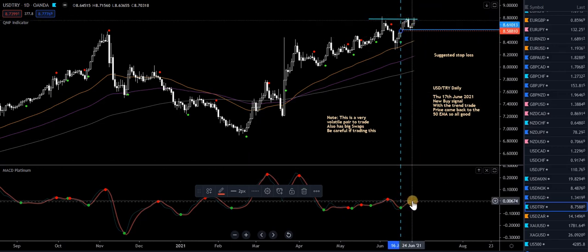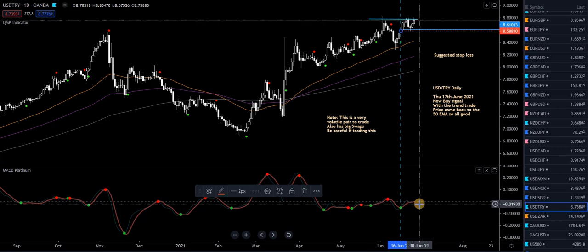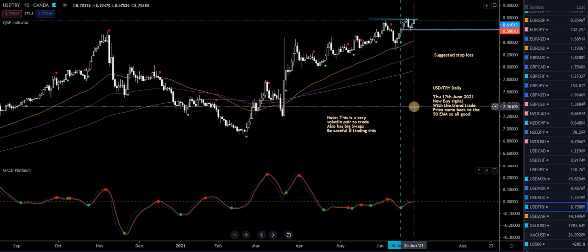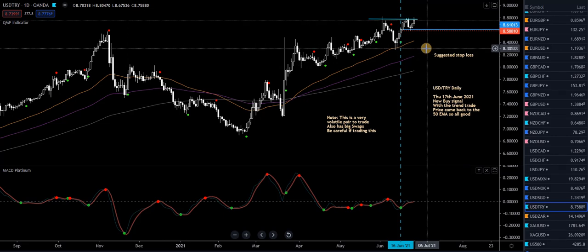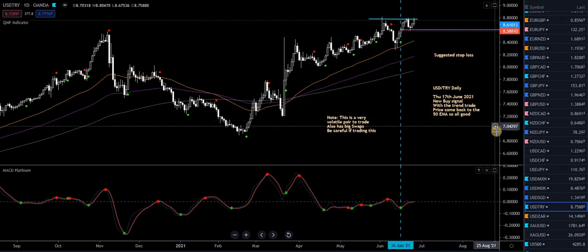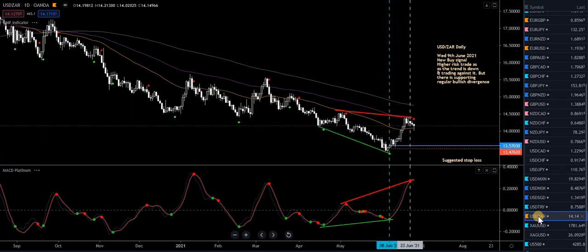Now the MACD Platinum's at the zero level. It's gone a bit flat, so yeah, you're better off tightening this pair up. It could go anywhere, anytime. So that's the USD Turkish lira.